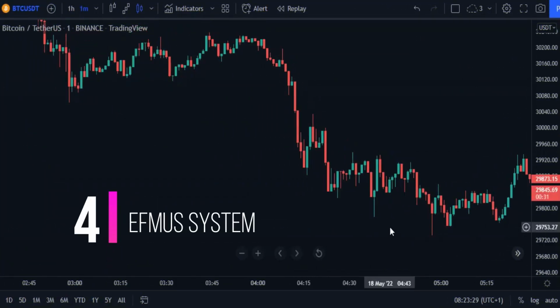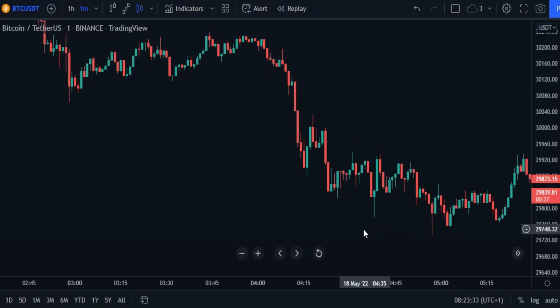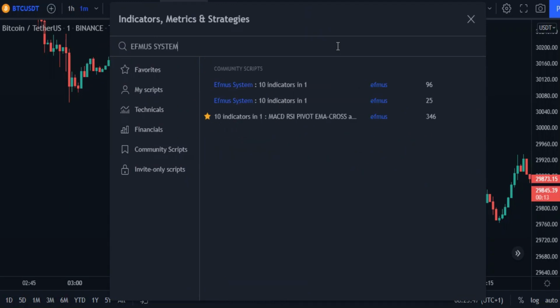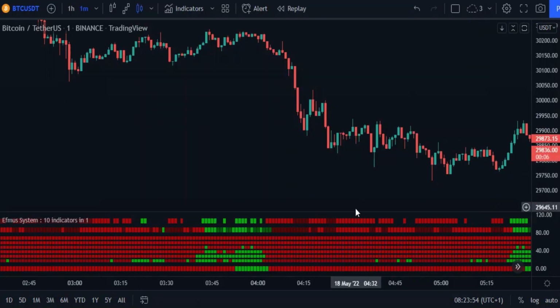The number 4 in this video will be the Hofman system. This indicator is one of the very powerful indicators, which can be used even on 1-minute frame, with excellent accuracy. To find this indicator and learn how to use it, let's open the indicators box and search for Hofman system. You can choose any one of them, they are the same, but in this example, I chose this indicator.